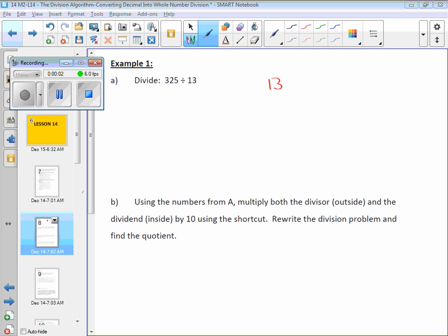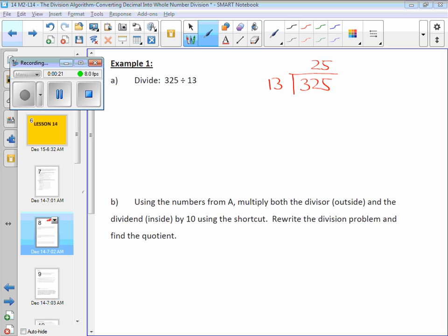When we did this yesterday, 13 was outside the house, 325 was up top. And then when we did this, what did we get as an answer? 25. Here's where you have to be careful, because you have to read the directions carefully, and then you got to perform your division carefully.